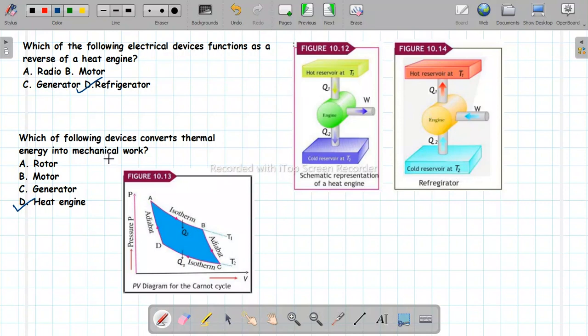Both include two bodies at two different temperatures. Both involve the presence of working substance, but the direction of flow of heat and the work makes the difference between these two. Heat engine के case में work is done by the system, and a refrigerator के case में work needs to be done on the working substance.